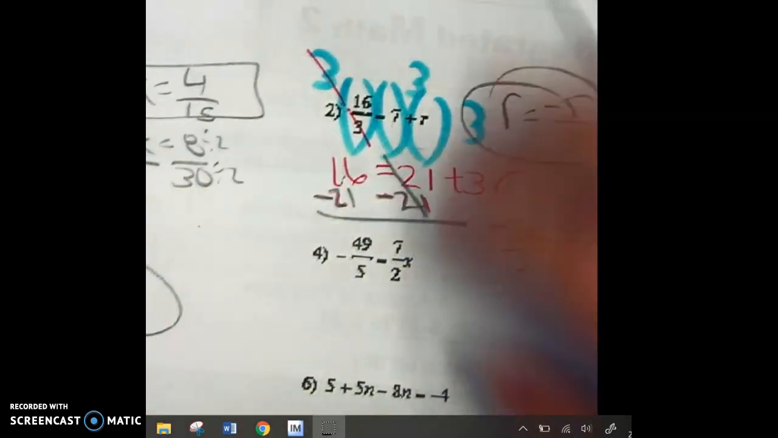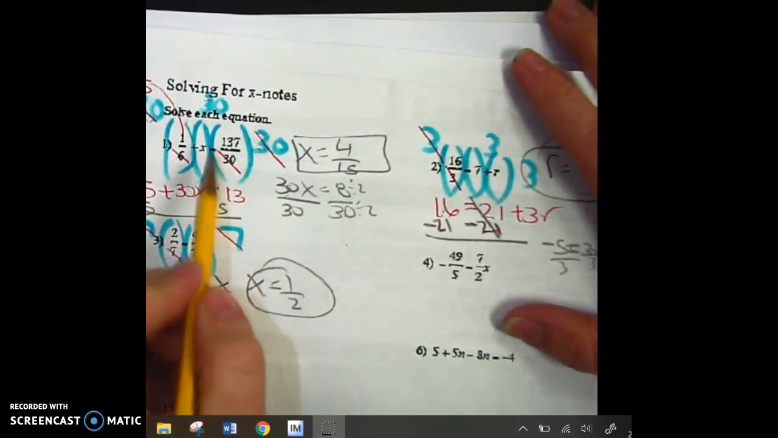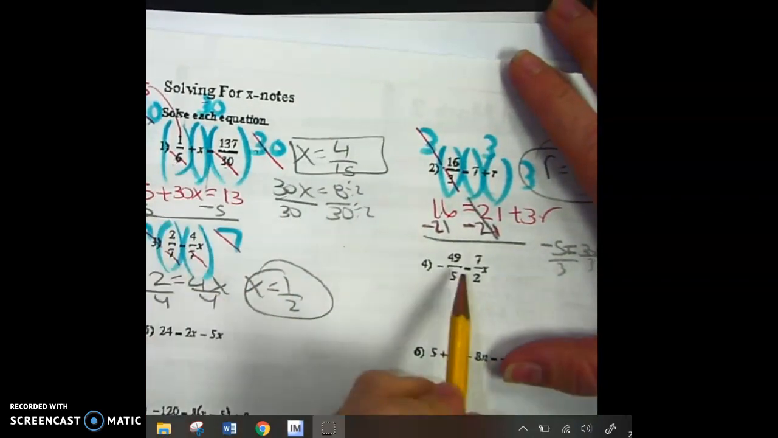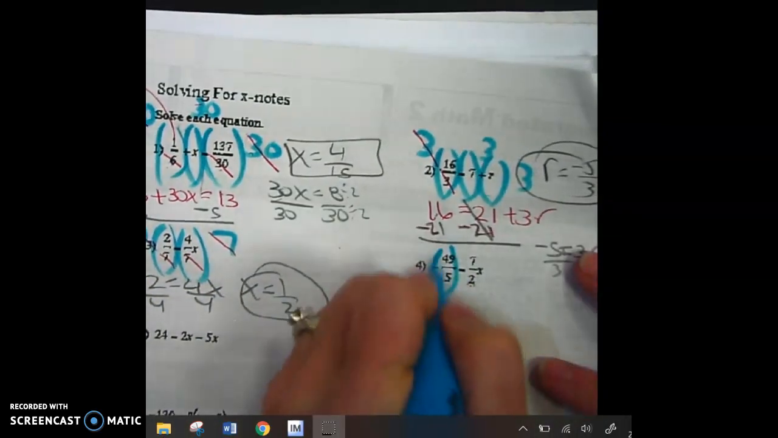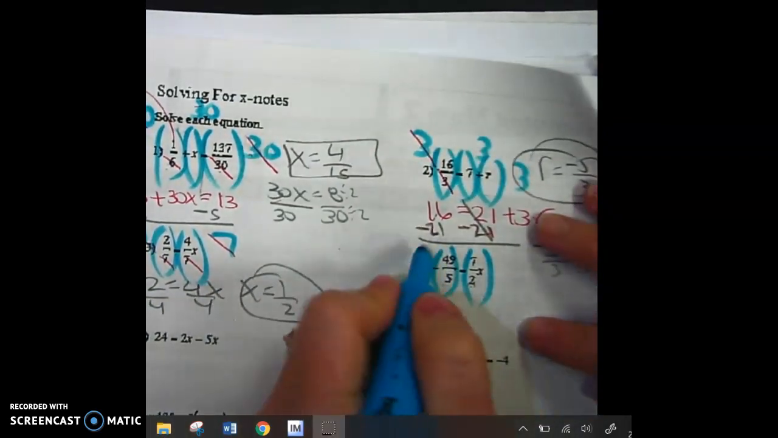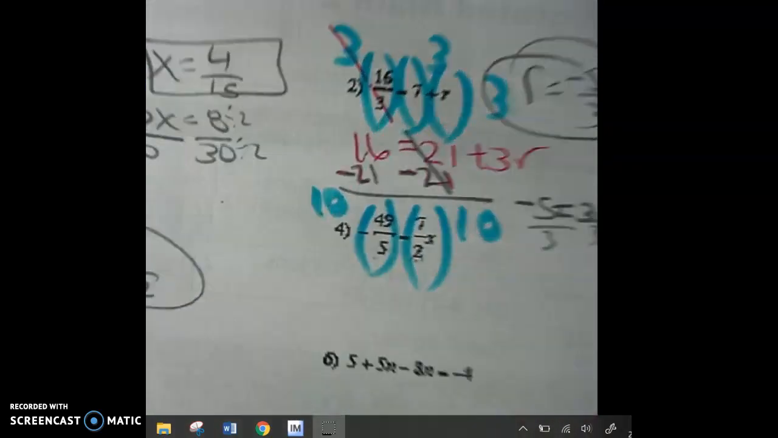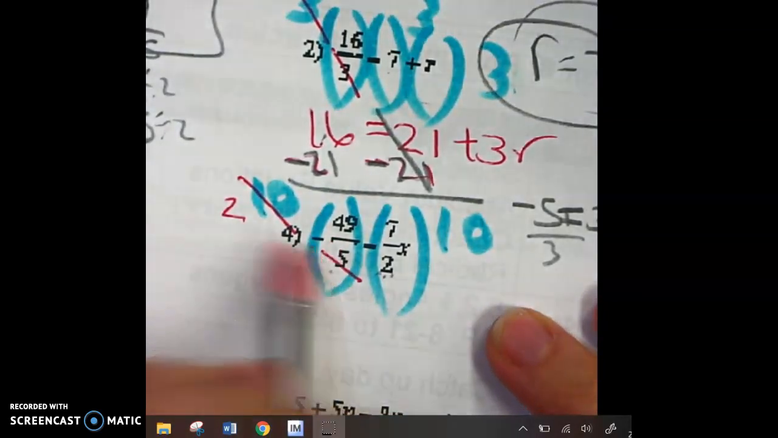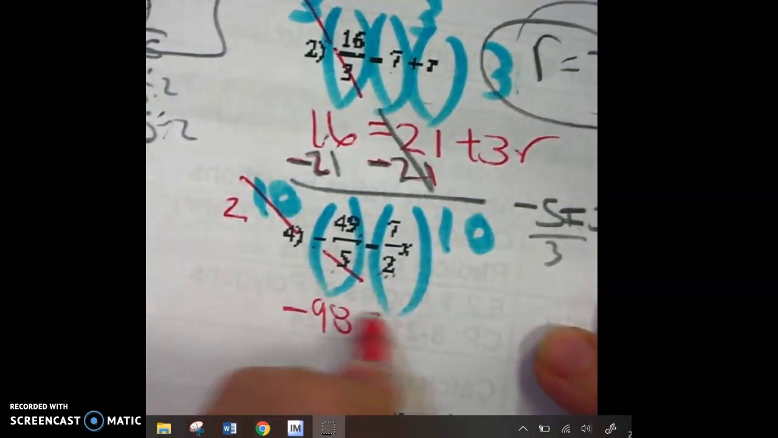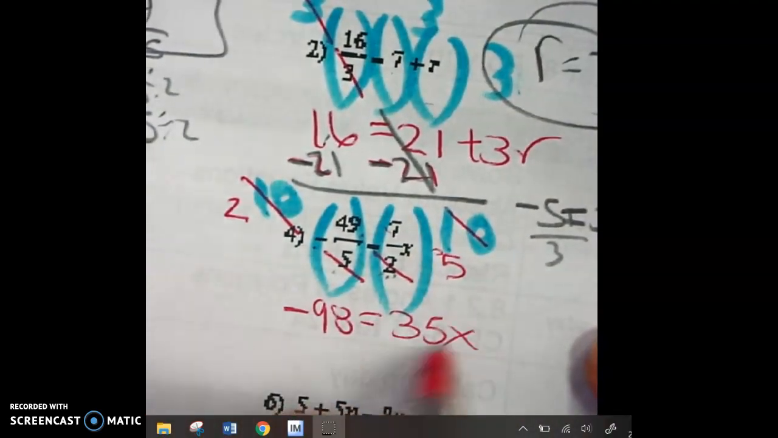All right. Well, see, in this first problem I want to show you, when I multiplied by 30, I was able to get rid of the 30 and the 6. So I have to think, what could be a number that if I multiply it by both, I could get rid of the 5 and the 2 all at the same time? Well, if I went 5 times 2, that's 10. And now I know I can get rid of the 10 all at once. So let me zoom in. 10 goes into 5 2 times. 2 times negative 49 is negative 98. 2 goes into 10 5 times. 7 times 5 is 35x.